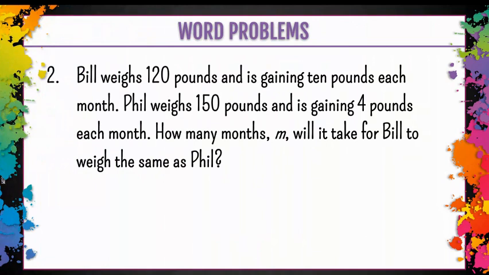Bill weighs 120 pounds and is gaining 10 pounds each month. Phil weighs 150 pounds and is gaining 4 pounds each month. How many months M will it take for Bill to weigh the same as Phil?